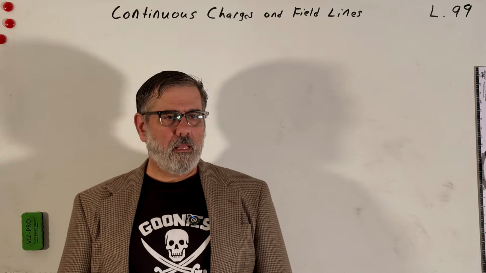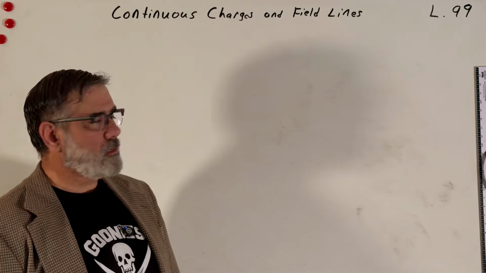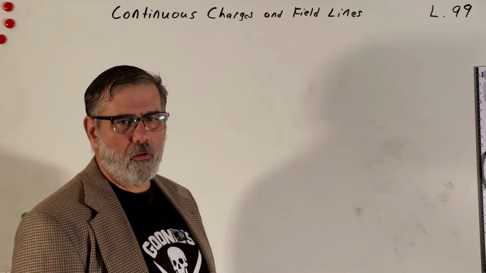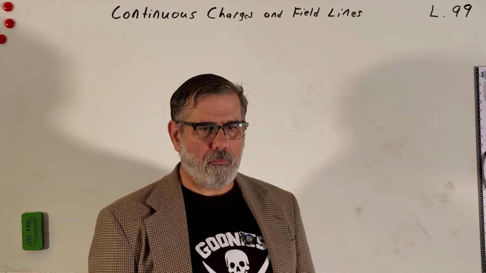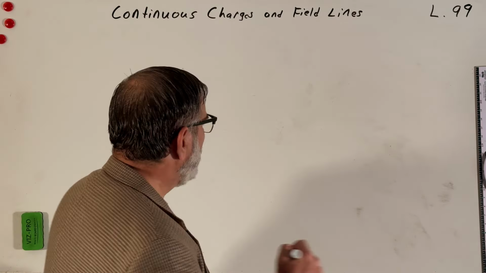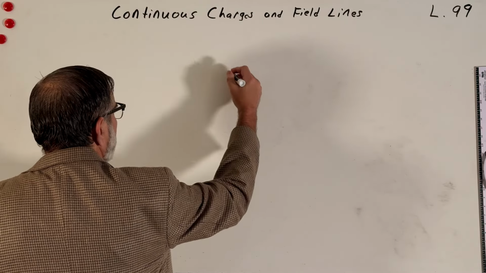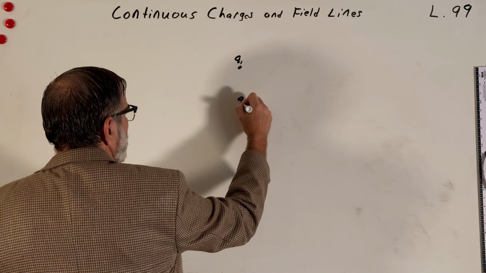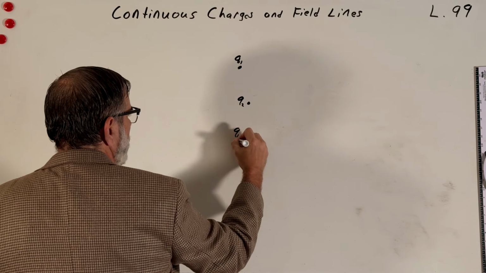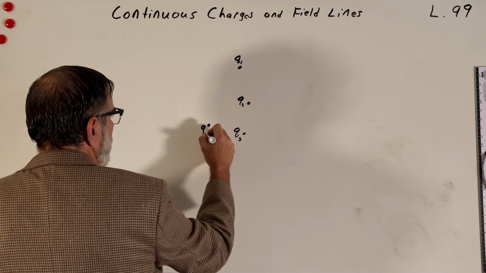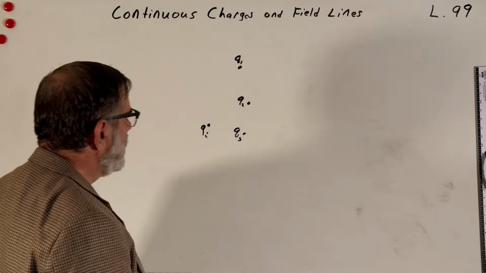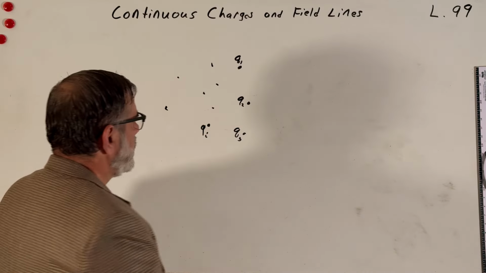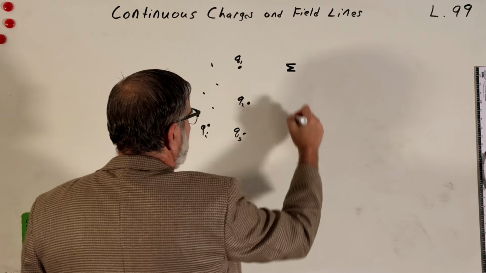Okay, lecture 99, continuous charges and field lines. Last time we talked about distributions of a small number of charges, like 1 or 2 or maybe 3. But what if we have a whole lot of charges? Let's say I have charge Q1, maybe over here I have charge Q2, and then charge Q3, and then over here maybe charge Qi. There's a whole bunch of them. I'm not going to write them all in. So what does the electric field look like for that on some test charge at some arbitrary point?